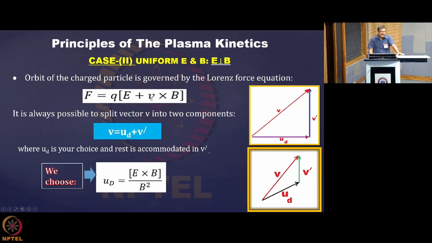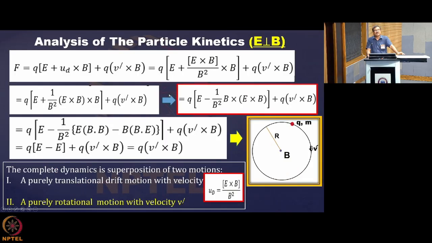What I do is split this V into two parts: V equals ud plus V dash. This ud is my choice now. What I choose is ud equal to E cross B by B square. This is my choice, okay. Nobody can say anything, because I have given myself the freedom to choose ud, and accordingly V dash will be decided. One component ud I have fixed, and I will now put V equal to ud plus V dash into this equation. Let us see what happens.